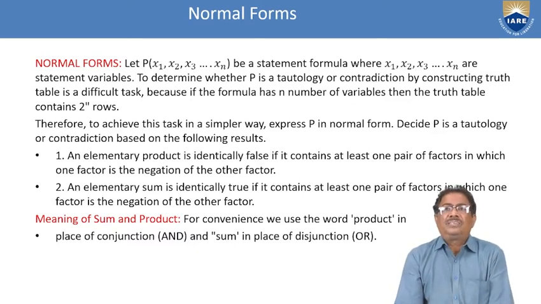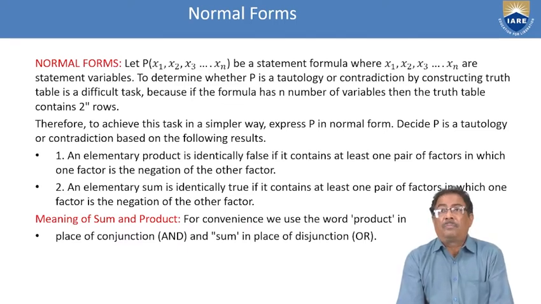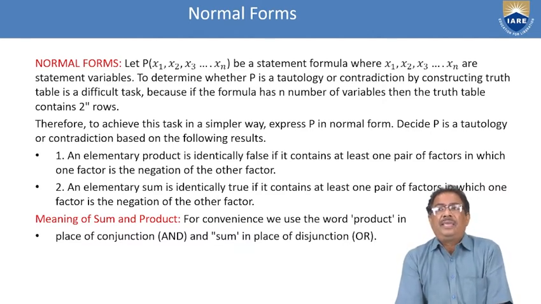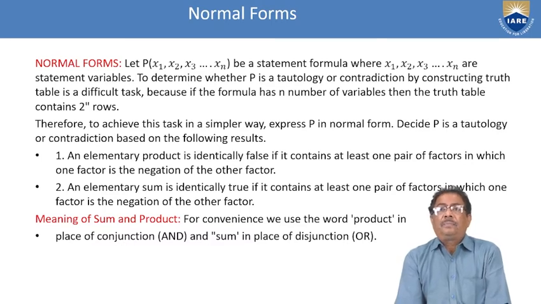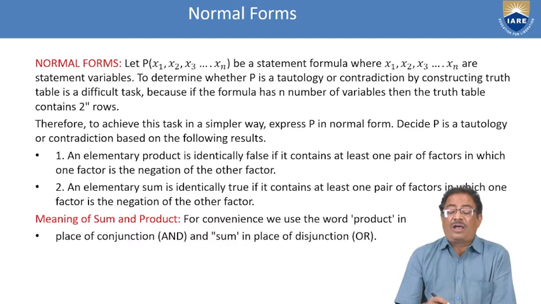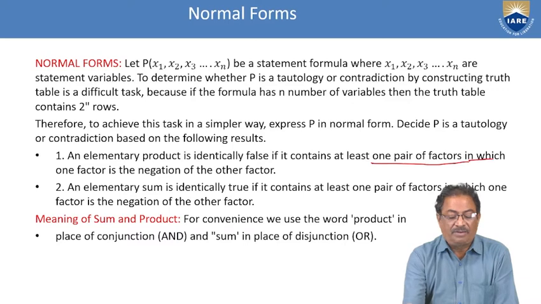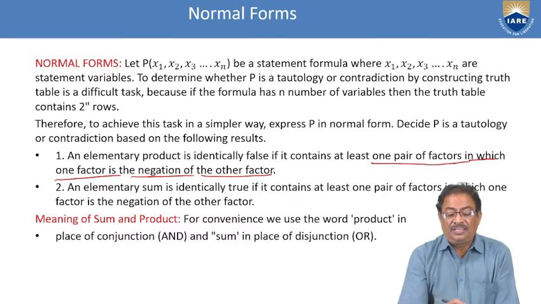To achieve this task in a simpler way, express the given compound proposition in normal form. Decide whether P is a tautology or contradiction based on the following results. An elementary product is identically false if it contains at least one pair of factors in which one factor is the negation of the other factor.